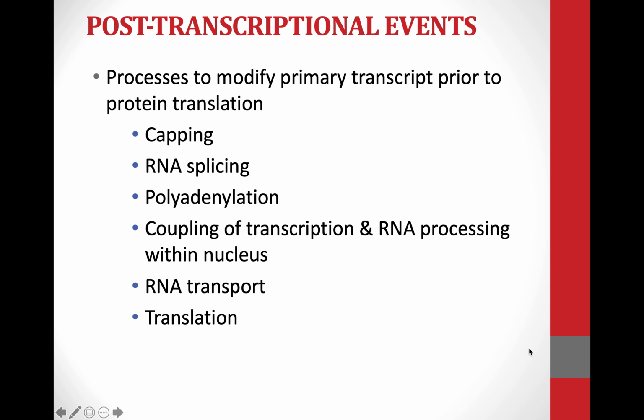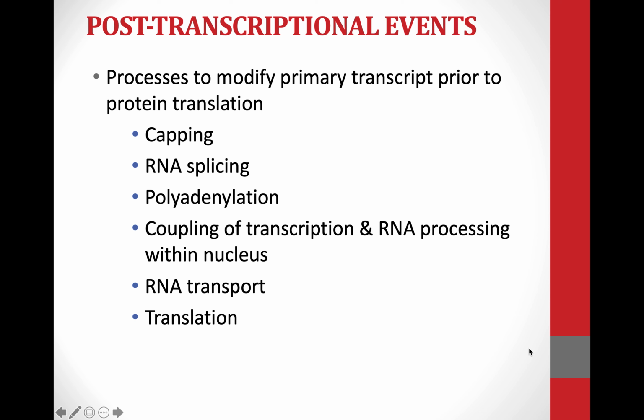In this third video of this week's topic, which is on gene expression in eukaryotes, we're going to take a look at the post-transcriptional events. As we know early on from the first video, there are 7 points of control. One of them is actually during post-transcription. So these processes could modify the primary transcript prior to protein translation.